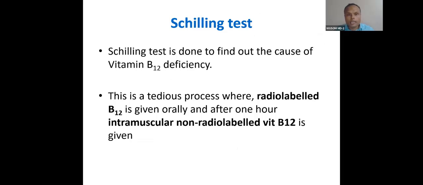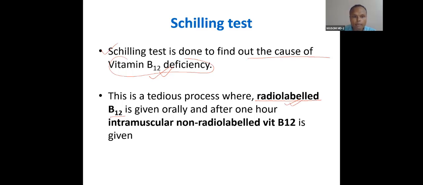So, Schilling test. The Schilling test is a test that is done to find out the cause of this neuropathy. Not neuropathy, sorry. It is done to find out the cause of this vitamin B12 deficiency. So what is done actually? The patient is first prepared, and the patient is given a solution of radioactive vitamin B12 to drink. This is not in much use these days, but it used to be. Sometimes, very rarely, it is done.